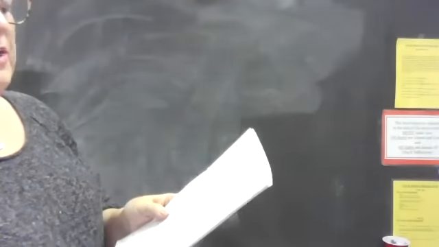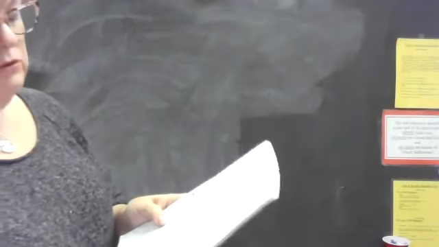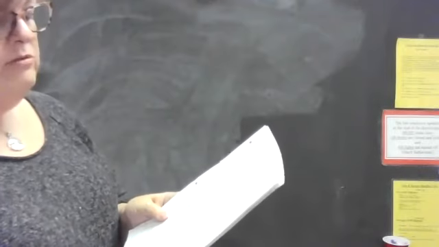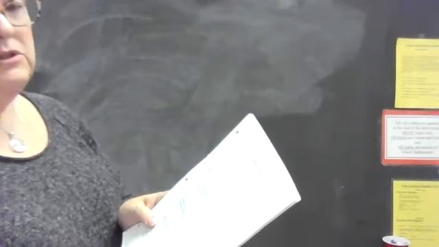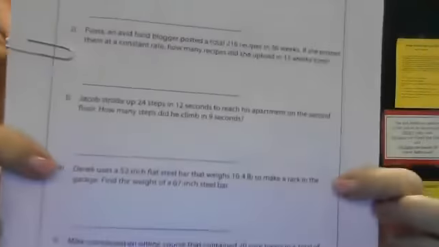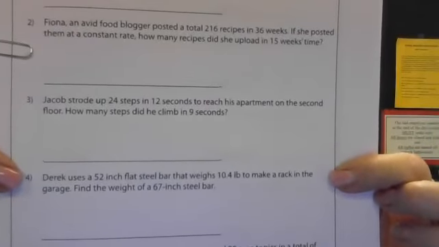Derek uses a 52-inch flat steel bar that weighs 10.4 pounds to make a rack in the garage. Find the weight of a 67-inch steel bar. Number 4. If you want to snap a picture. Okay.